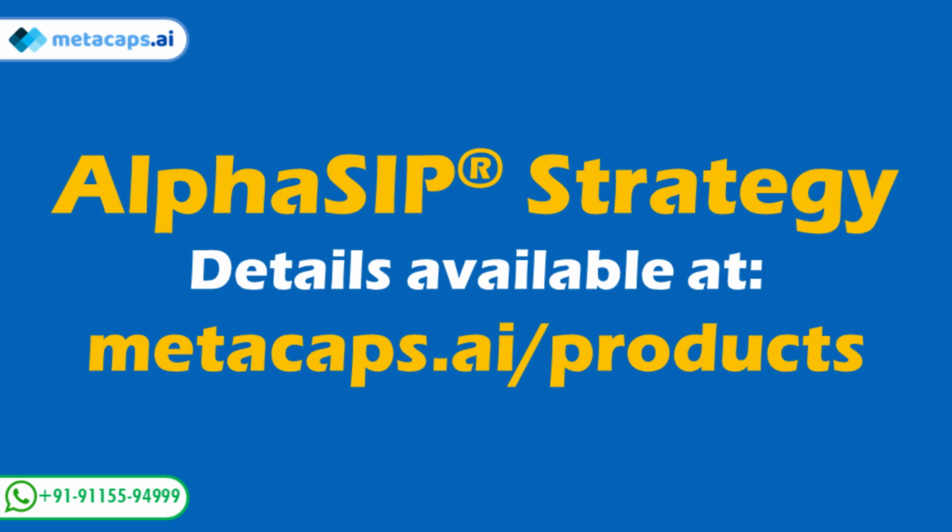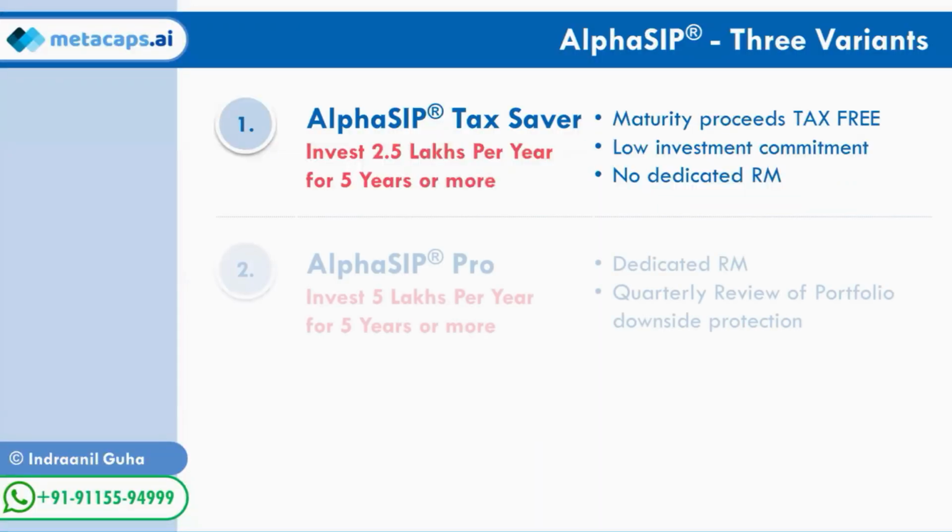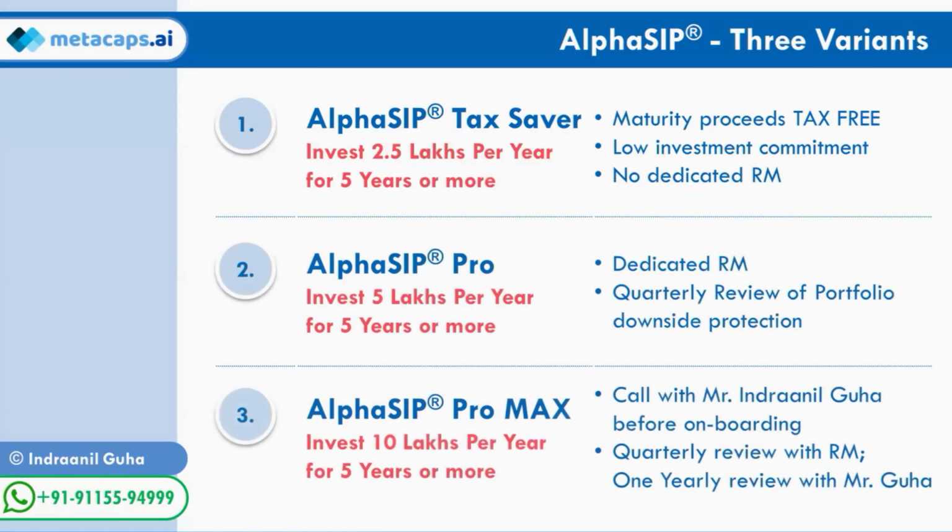I'll quickly cover these AlphaSIP slides. So if you go to our website, you will see our AlphaSIP strategy. This is available in 3 variants. The first variant is the AlphaSIP tax saver variant.